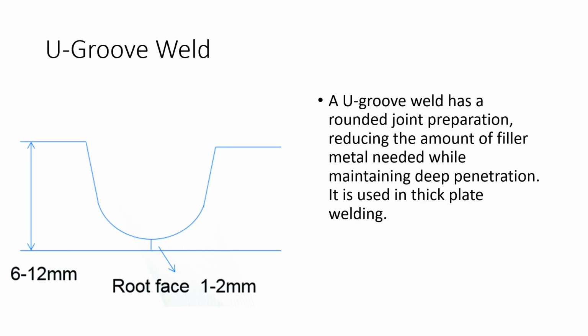So this is a U groove. It's a rounded joint. It reduces the amount of filler metal because it's deeper and it's not as wide. We use this on thick plate welding. So this is a U groove. You look at it, you can see the U. That's why we call it a U groove.